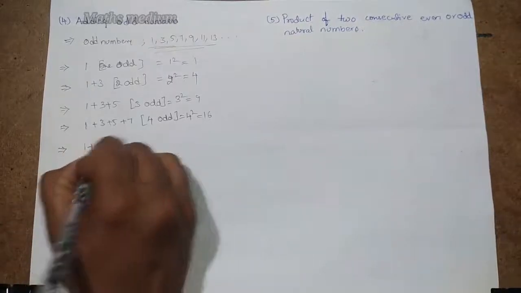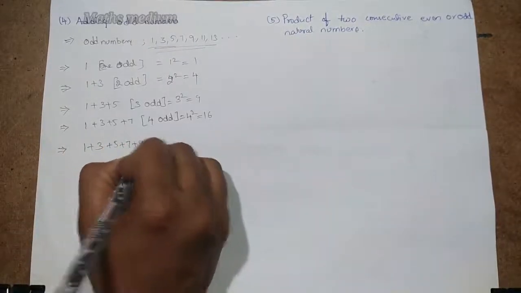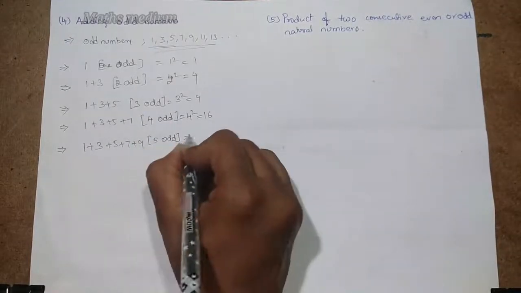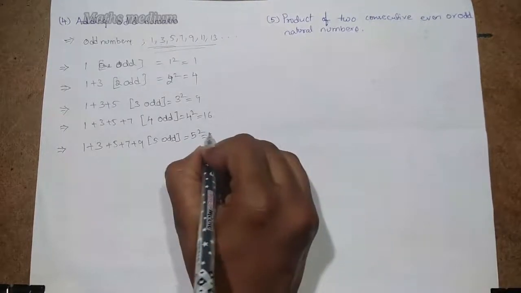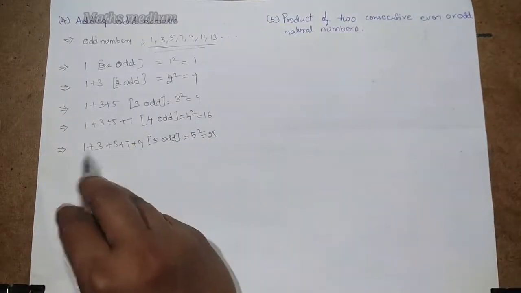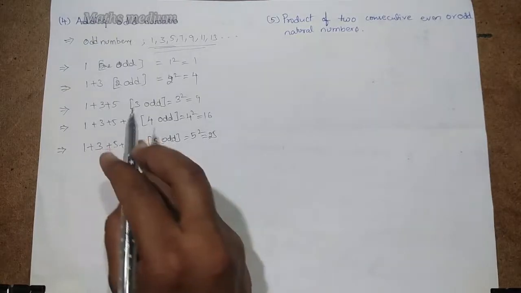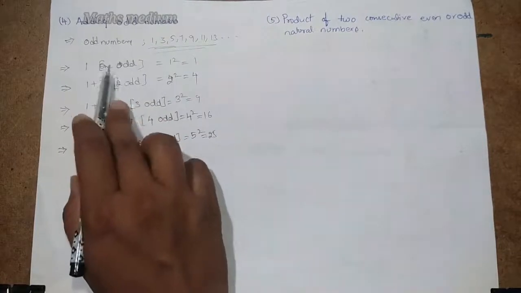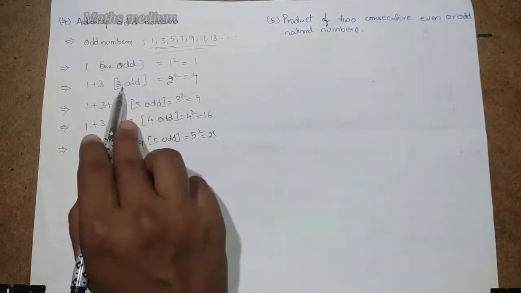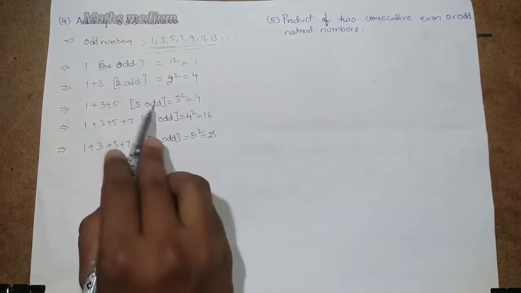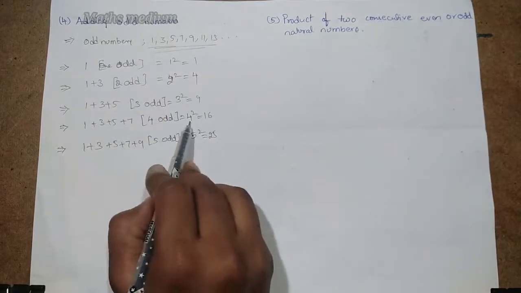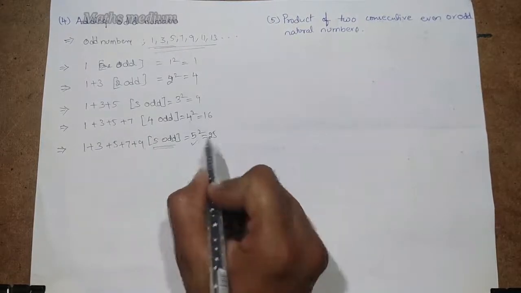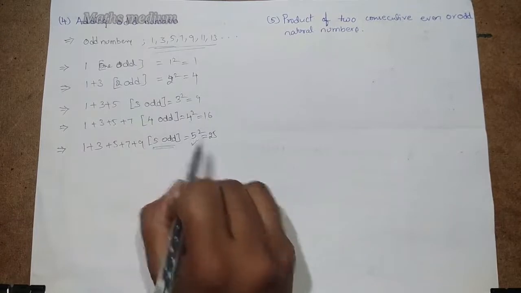Similarly, 1 plus 3 plus 5 plus 7 plus 9. 1, 2, 3, 4, 5. 5 odd numbers. Here we get 5 square as the answer. It is 25. 9 plus 1, 10. 15, 25. See, if you observe these 5 patterns, for example, 1 odd number, it means 1 square. 2 odd numbers, it is 2 squared. 3 odd numbers, 3 square. 4 odd numbers, 4 square. Here, however many odd numbers we are adding, the sum is equal to that number squared. 5 odd numbers, 5 square, that is 25.